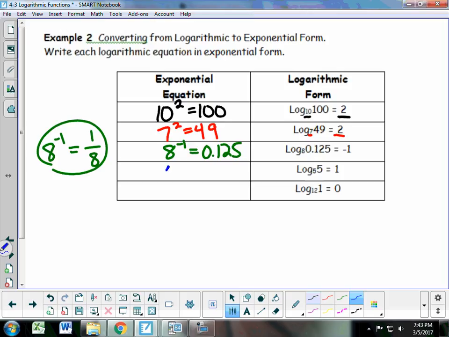Okay, anyway, base of 5 raised to the power of 1 is equal to 5. And that should make sense. And then a base of 12 raised to the power of 0 is of course equal to 1. Anything to the 0 power is 1.